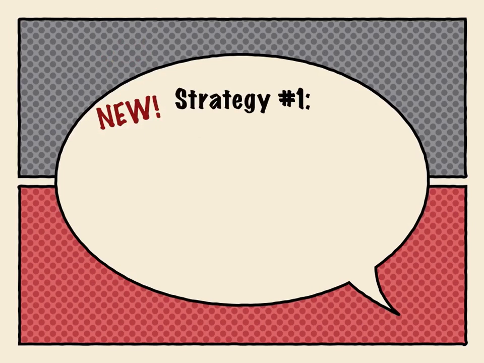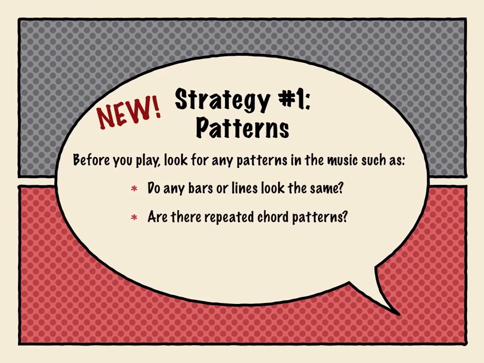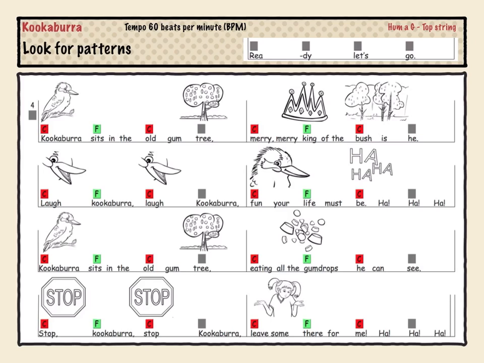Now, before you can play, we need to learn a few strategies. Strategy number 1 is patterns. Before you play, look for any patterns in the music, such as do any bars or lines look the same, or are there repeated chord patterns? So look at this and give your teacher a thumbs up when you see any repeated patterns or bars that are the same.